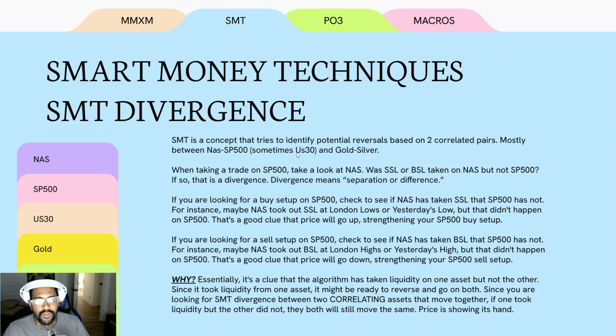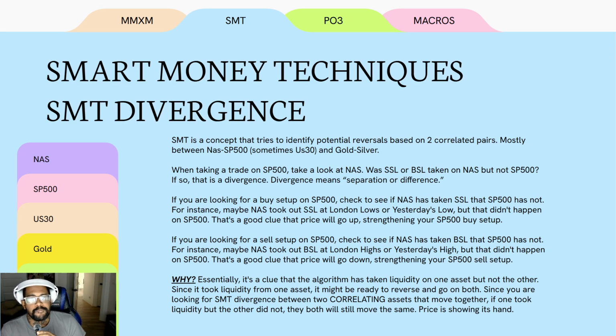Okay. Next, we're going over SMT. SMT stands for smart money techniques. But the strategy is called SMT divergence. SMT is a concept that tries to identify reversals, or let you know if this is a good time the price is going to turn around, based off of two pairs. What we use is Nasdaq and the S&P 500. Nas and S&P 500, they move the same. They're extremely correlated. But if one does something and the other's not doing it, it should give you a hint that the other one's going to end up doing it too. I'll explain what I mean here.